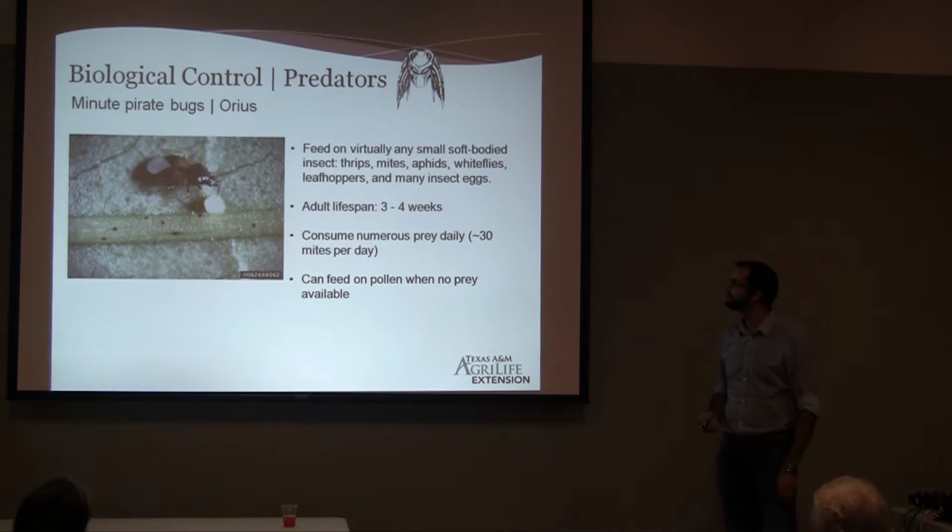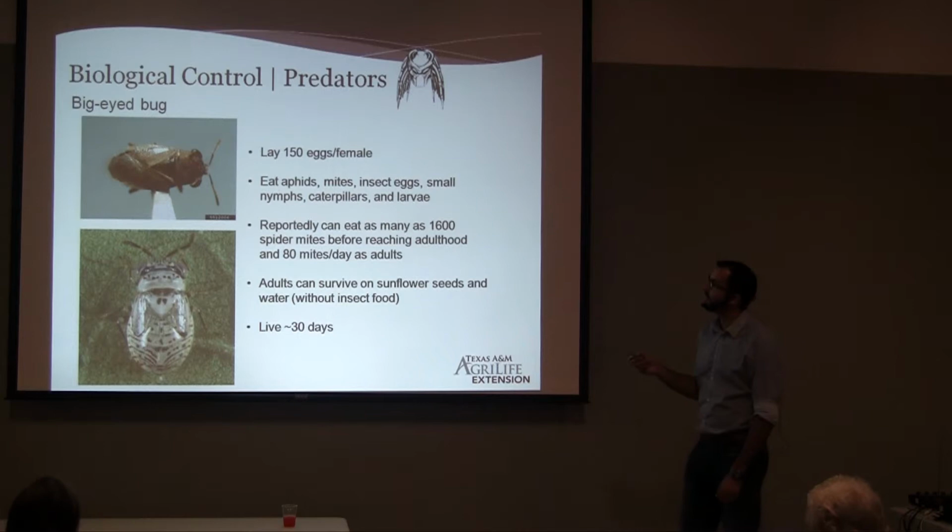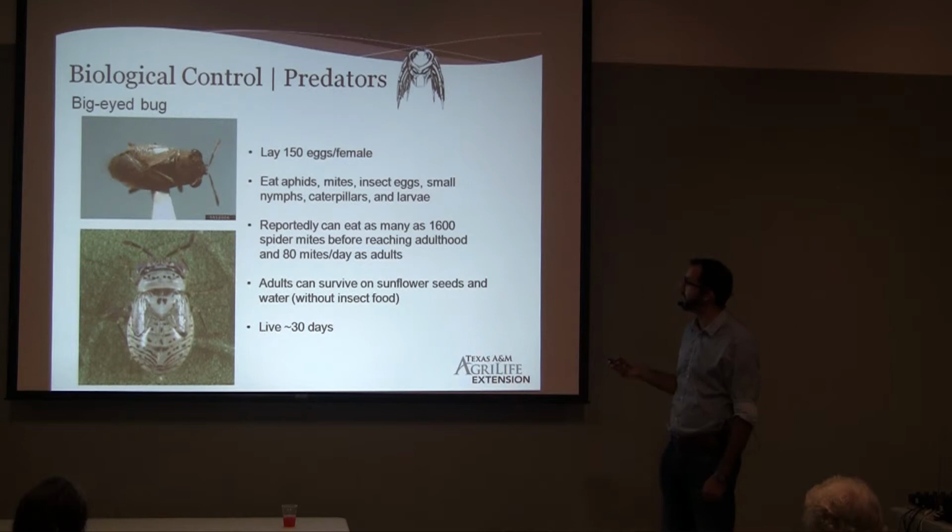We also have a big-eyed bug. Just because you see a bug that might look like a beetle or a bad insect doesn't mean it's a bad insect. Again, these are beneficials, lay about 150 eggs per female, and they eat a lot of soft-bodied insects. Reportedly, they can eat as many as 1,600 spider mites before reaching adulthood.